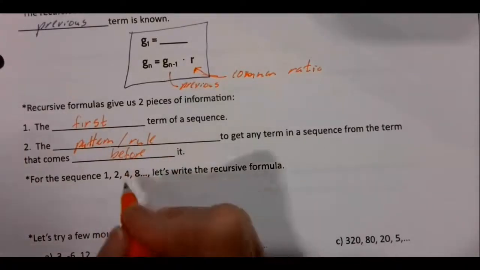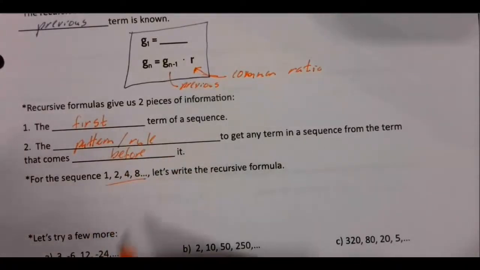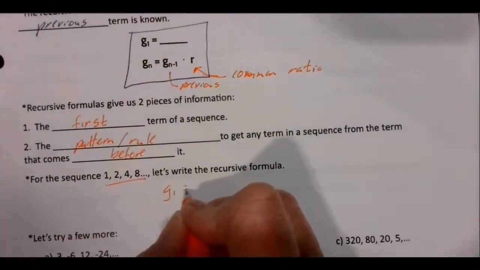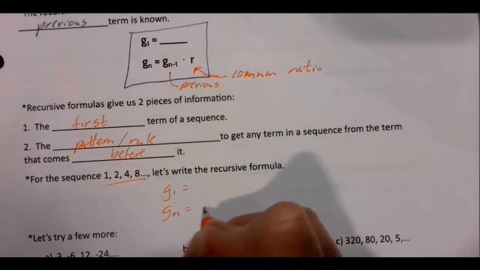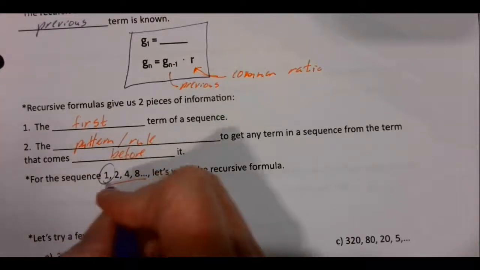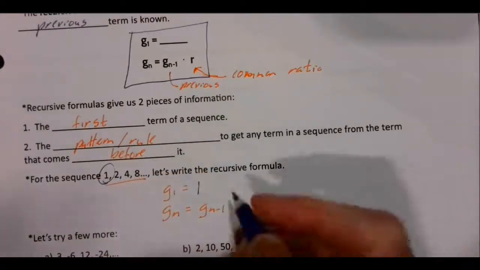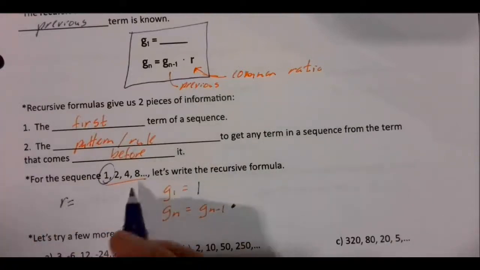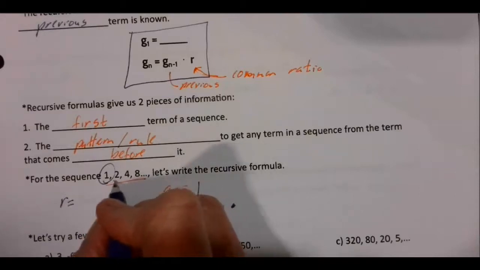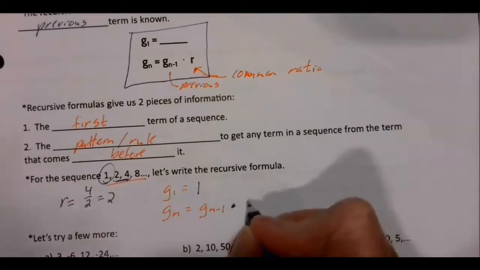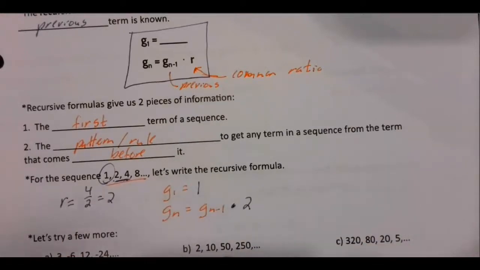So here we go. Here's my sequence. First, notice what I'm going to fill in. I have G sub 1, I have G sub n, G sub n minus 1. That we know. Now we're going to fill in the other information. So what's the first term? Well, that's 1. And then we have to multiply it times the common ratio. To find the ratio, I take the second term, divide it by the first term. Let's just take those. 4 divided by 2 is 2. So that's how I find it.